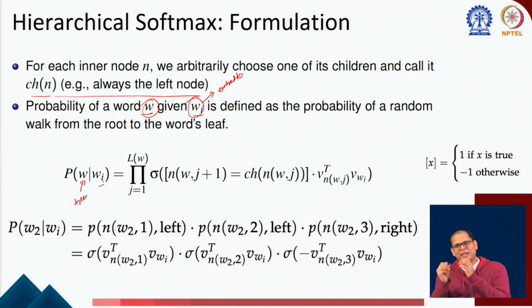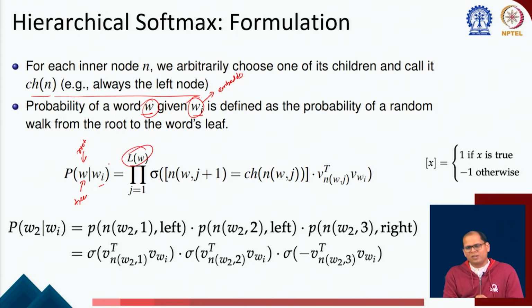So, we follow the path from root to W. While you are following the path, let us say there are LW non-leaf nodes on that path, 1 to LW nodes. For each non-leaf node, you see whether the next node that you are seeing is the CHN of the previous node, that is, is it to the left of the previous node or not. So, it will be either left or right in the binary tree.